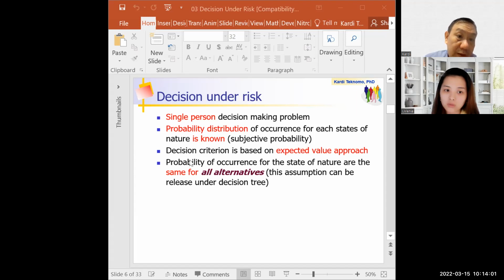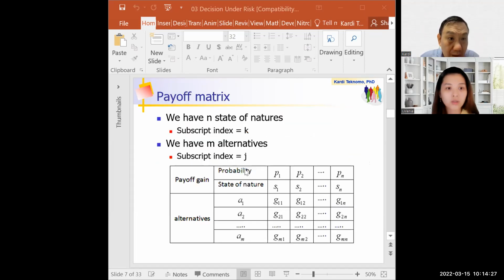So decision criterion of decision under risk is usually based on expected value. And then the probability of occurrence of each state of nature is the same for all alternatives. So in the decision table, in the payoff matrix, in the column you have state of nature, right? And then for each state of nature, you have some probability information. But for each alternative, we assume the probability of state of nature are the same.